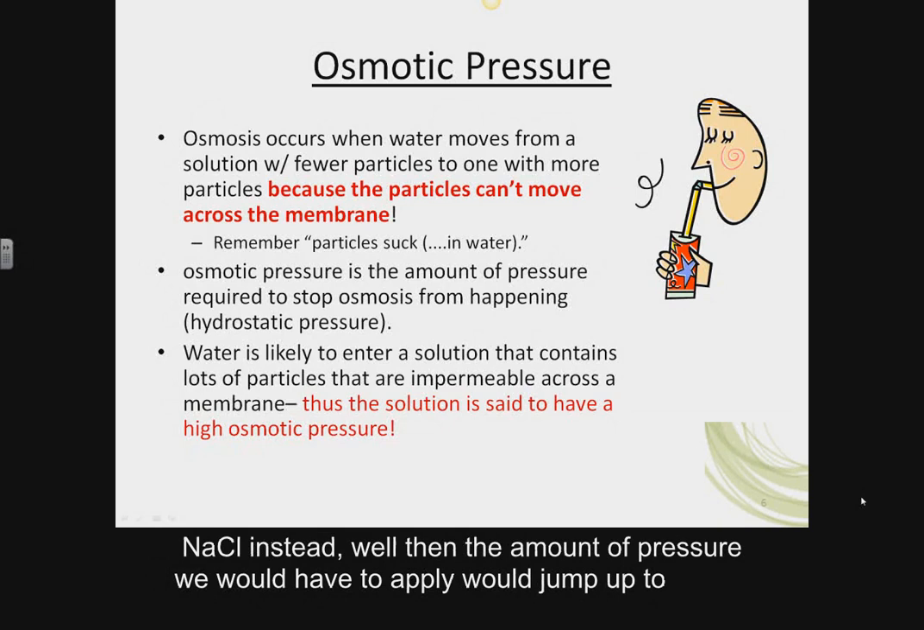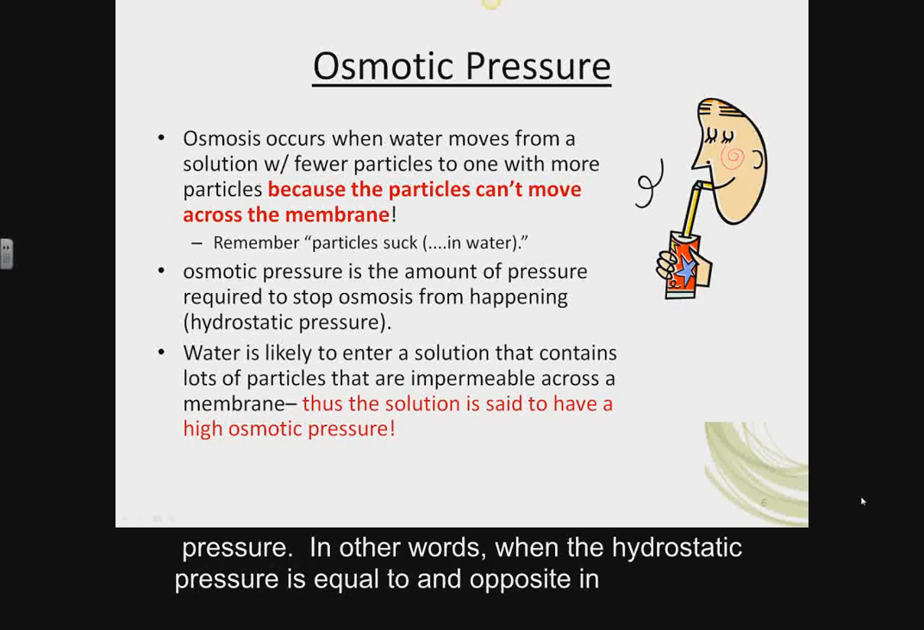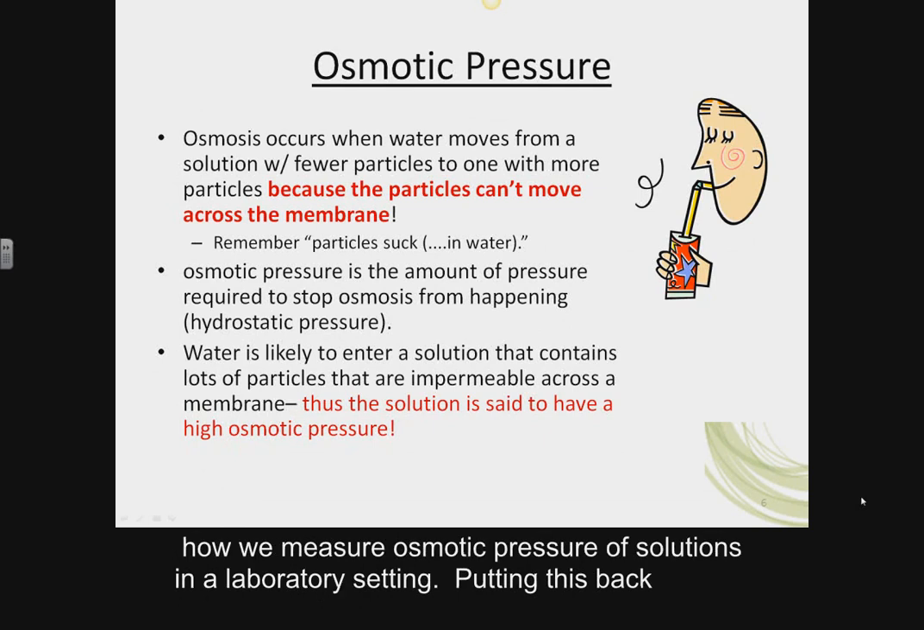How would this number change if we use 6 molar sodium chloride instead? Well, then the amount of pressure we would have to apply would jump to about 1200 millimeters of mercury. This external pressure we are applying is, simply put, hydrostatic pressure. In other words, when the hydrostatic pressure is equal to and opposite in direction to osmotic pressure, then there will be no net gain or loss of volume. And this is how we measure osmotic pressure of solutions in a laboratory setting.